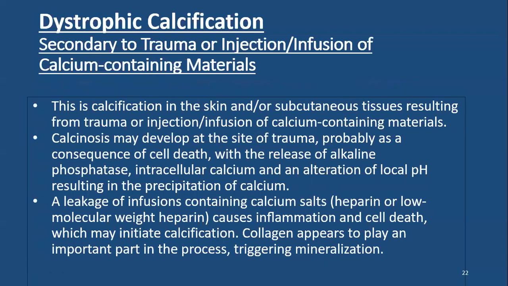Then a few words about the dystrophic calcification due to different causes. It can develop as a result of trauma or infusion of calcium-containing materials. Calcinosis develops at the site of trauma, resulting in cell death, releasing alkaline phosphatase, creating an increase in intracellular calcium and an alteration of localized pH, resulting in precipitation of calcium. Then leakage of infusions containing calcium salts like heparin or low molecular weight heparin again causes inflammation, cell death, and calcification. Collagen appeared to play an important role in the process triggering this mineralization.